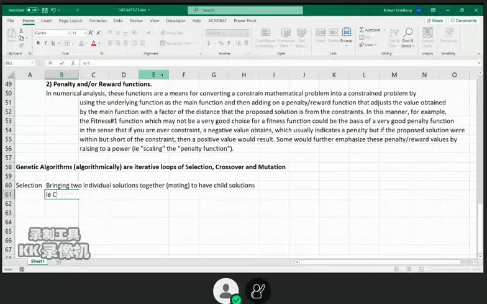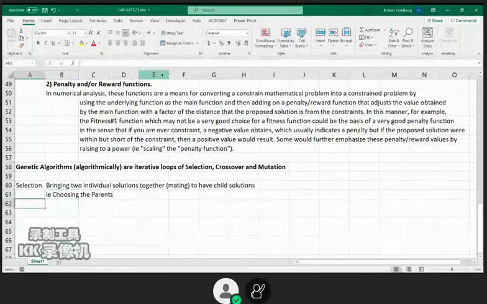Or they could choose themselves, however you want to phrase it. But basically, choosing the parents. All right. Now, in the literature, there are mainly four types of selection, which we will go through. There are others, but these are the main categories that we've done.